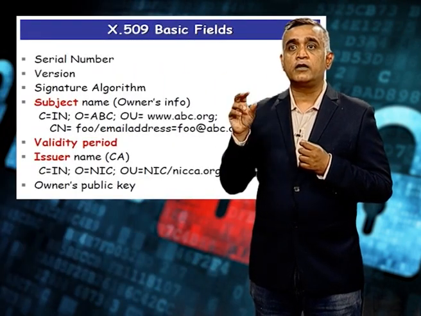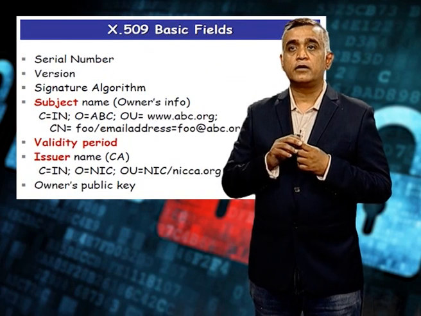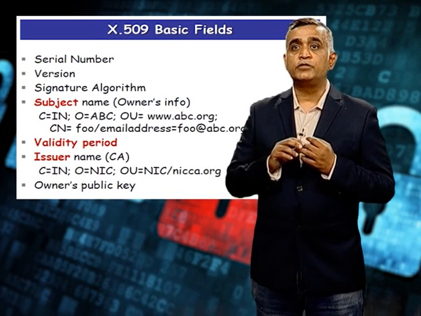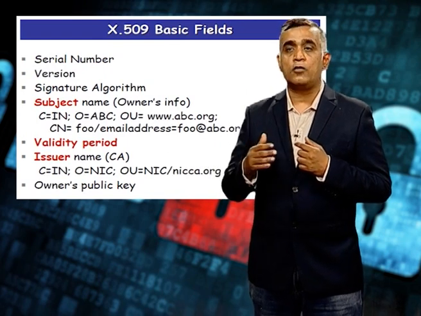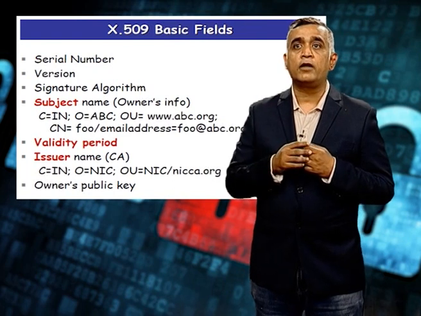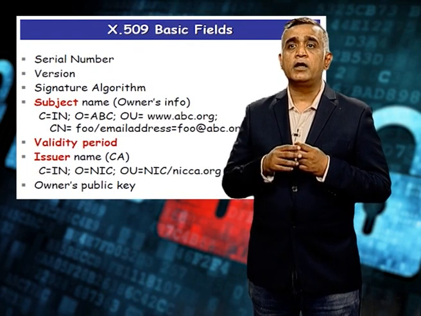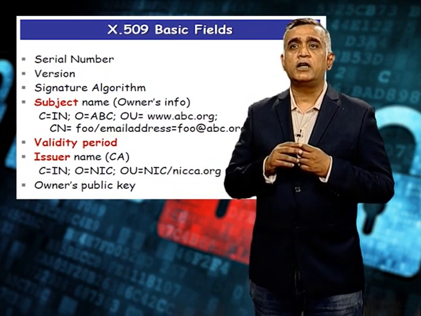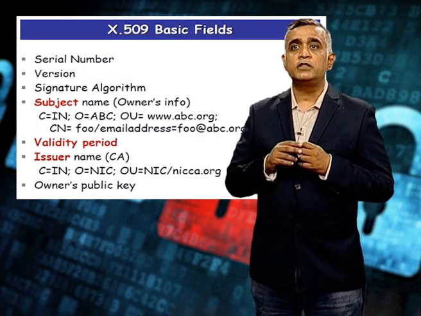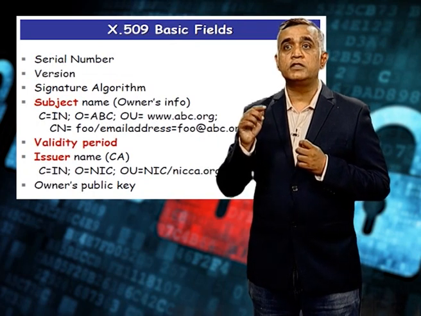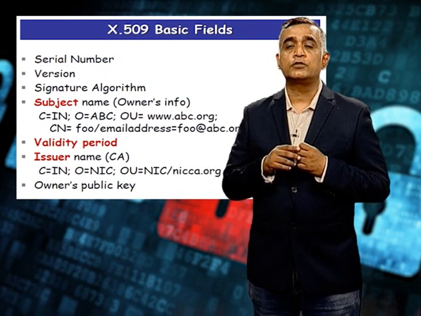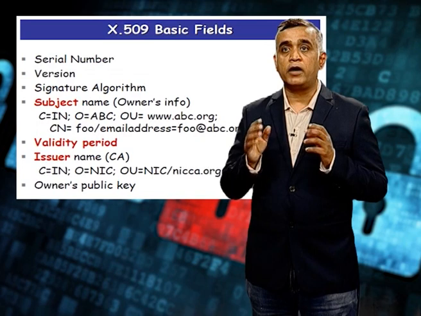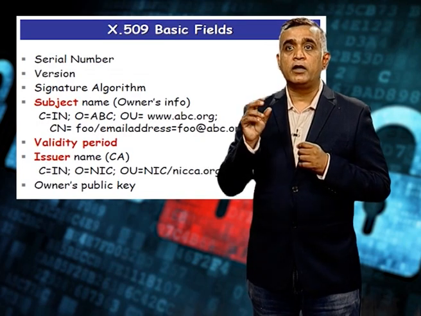For the version of the certificate, you will have version 1, 2, 3, etc. The signature algorithm could be RSA or DSA. The subject name will have the owner's name or his email ID or some common name. The validity period could be 1 year, 2 years, etc. That is the time period for which the certificate is valid. Then there would be the certifying authority's information, who is the issuer of the certificate or who is responsible to manage that public key infrastructure for all issued certificates. And finally, there should be the public key of the owner.